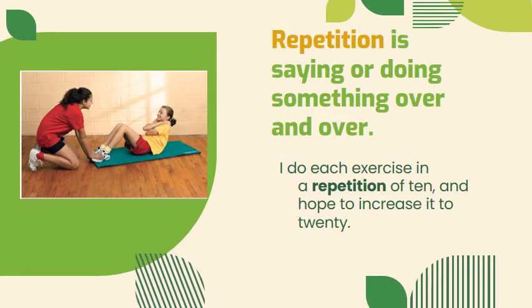Repetition. Repetition is saying or doing something over and over. So when you do or say something over and over again, then there is repetition. I do exercise in a repetition of 10 and hope to increase it to 20. So this girl is exercising and she makes repetitions. She repeats the cycle that she does in 10, and she's hoping to make a repetition in 20, for example.